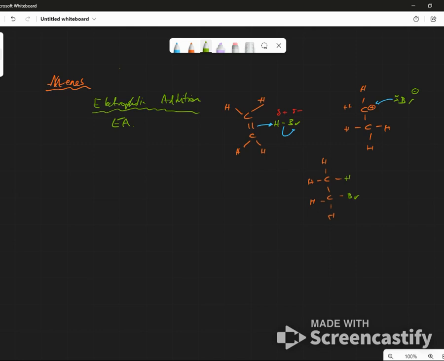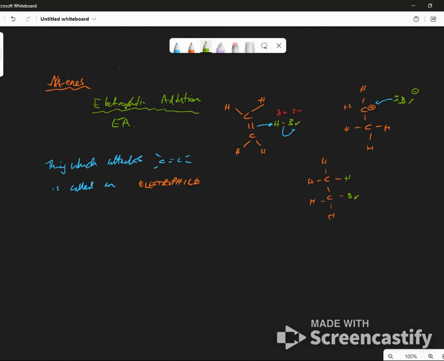The electrophile is the thing that attacks the double bond. So the thing which attacks the double bond, this is how we have to write the double bond, is called an electrophile. And the whole thing is called electrophilic addition, because two things come together to form one thing. So we've done alkenes, electrophilic addition, and we've done the naming of alkenes. I think that's all we've done so far.